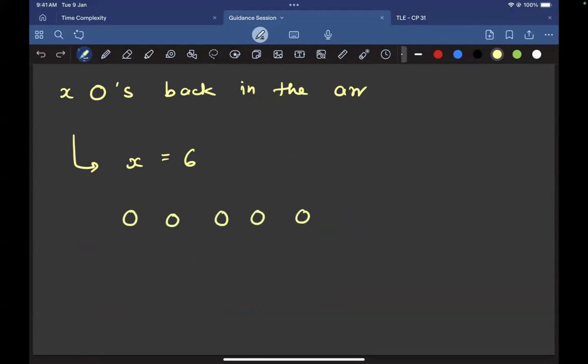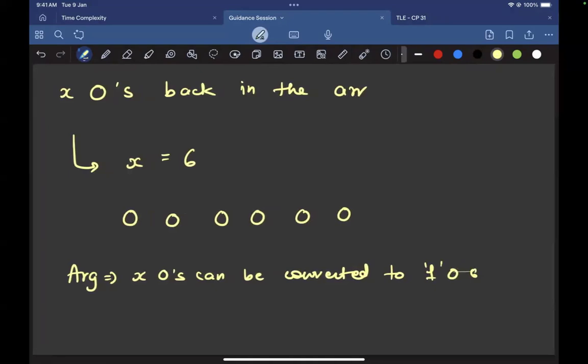Now tell me guys, can I argue over here? Can I put an argument that X zeros can be converted to 1 zero only? Always. Can I argue this? Yes. Everyone? So I can say that if I have these zeros, what I can do is something like this.